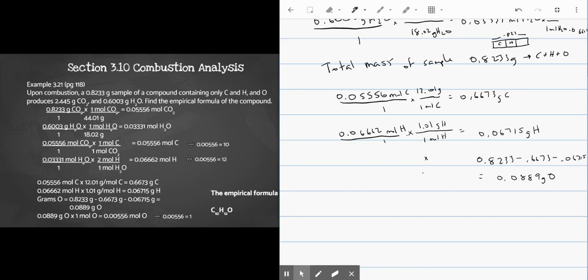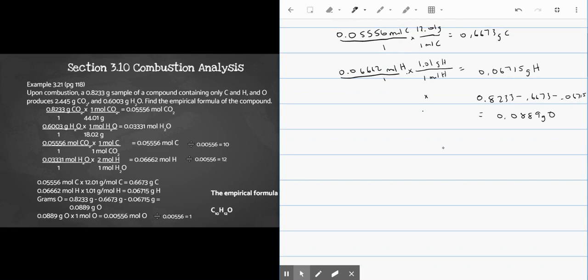and I'm going to rewrite it down here because it's getting kind of messy. So right now we have grams of oxygen, 0.0889 grams of oxygen over 16 grams of O in 1 mole. That's supposed to be 16.00. You guys get the idea. And I have 0.00556 moles of oxygen. Okay, so this is my O.